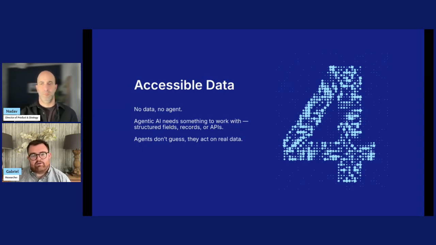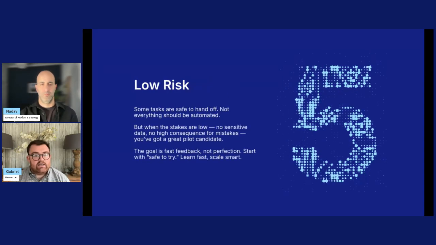before exploring more complicated applications of agentic AI. And finally, low risk. When it comes to AI generally, not everything should be automated. Everyone's very aware of this. We mentioned the human in the loop framework. But what we would say is when stakes are lower, when there is maybe no sensitive data, there's no high consequences for mistakes, you've got a great candidate for a pilot or experimentation.